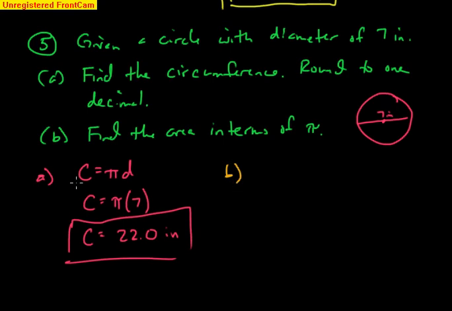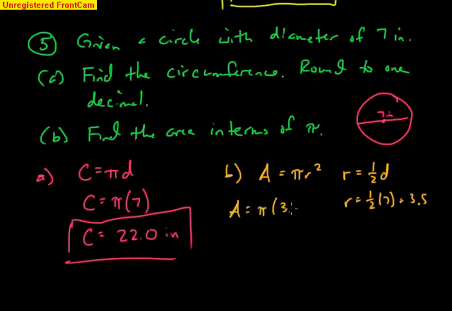Now, the B, find the area in terms of pi. Well, there's only one area formula, pi r squared. We need r. Well, we have the diameter. We need to know that the radius is half the diameter. So the radius is half of 7, which is 3.5. There's our radius. So area equals pi times 3.5 squared. We need to remember that you have to square the radius.